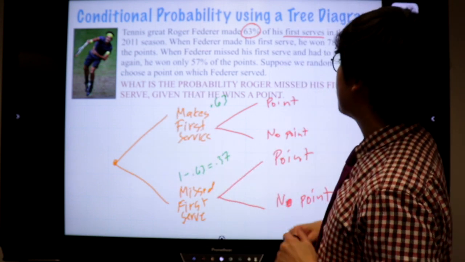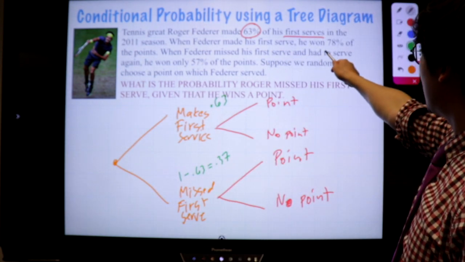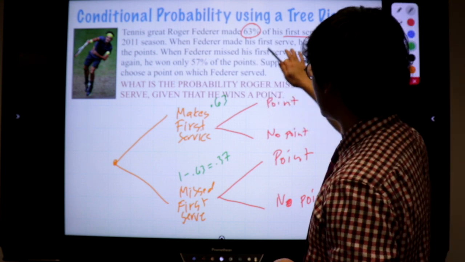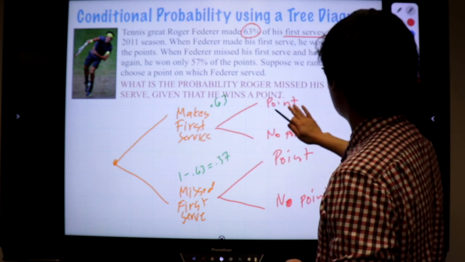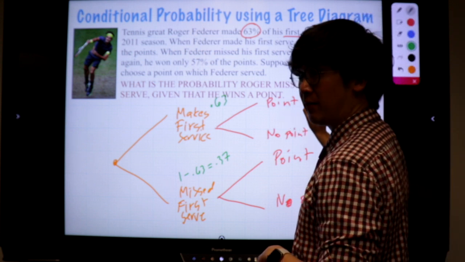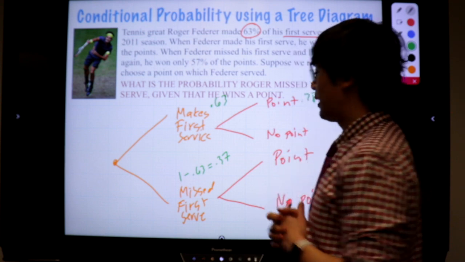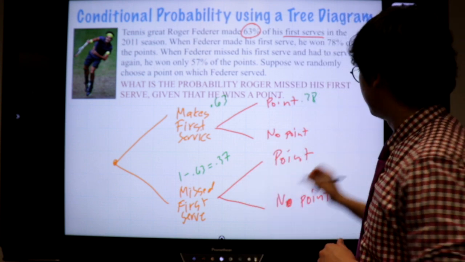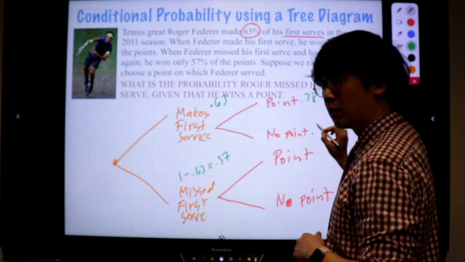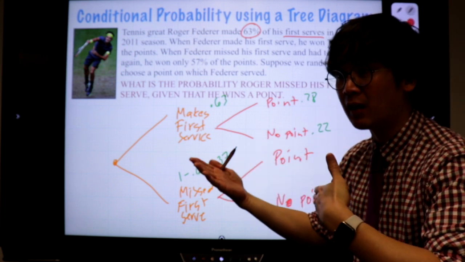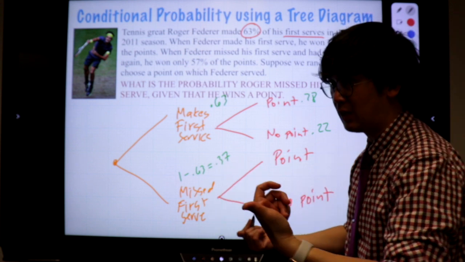Now, second statement. When Federer made his first serve, he won 78% of the points. Made on the first serve, he won a point at 78%, right? So what's the probability that he will lose a point in that particular serve? 0.22. So you understand the relationship of the complement of a given event?